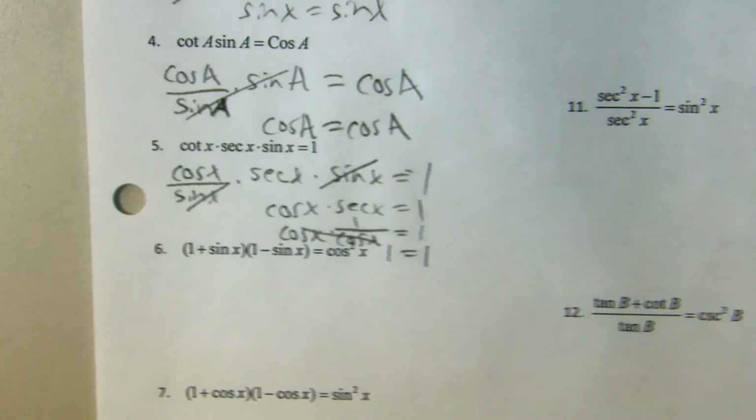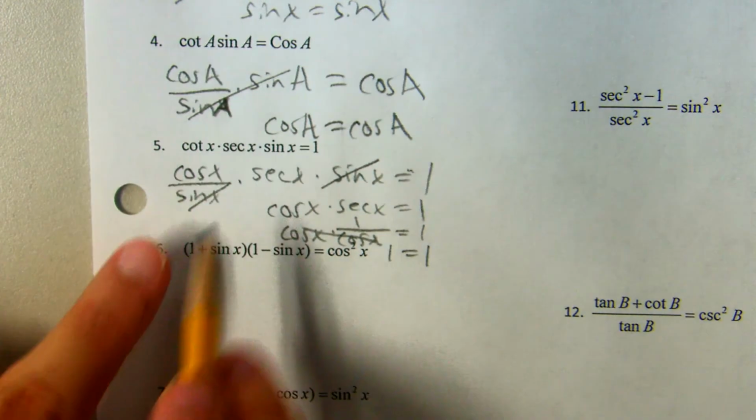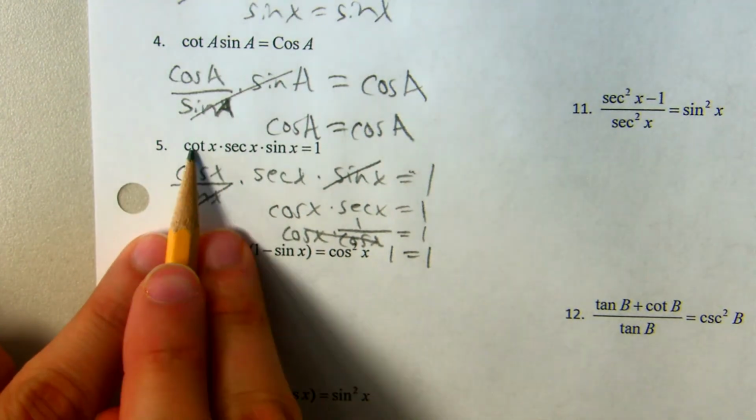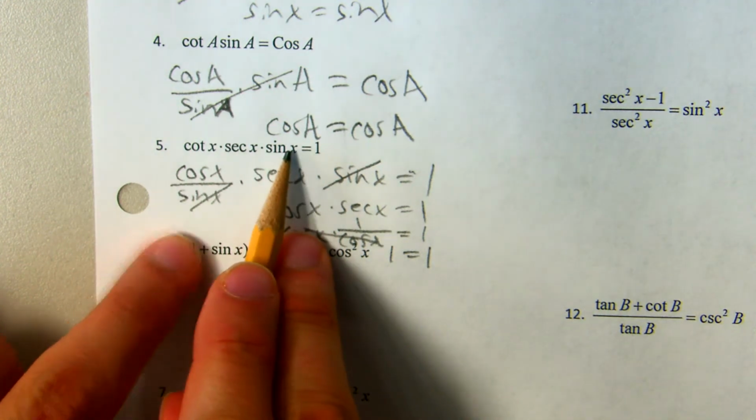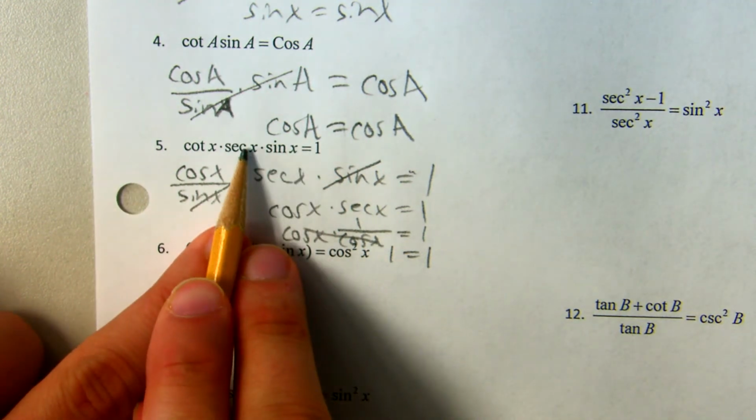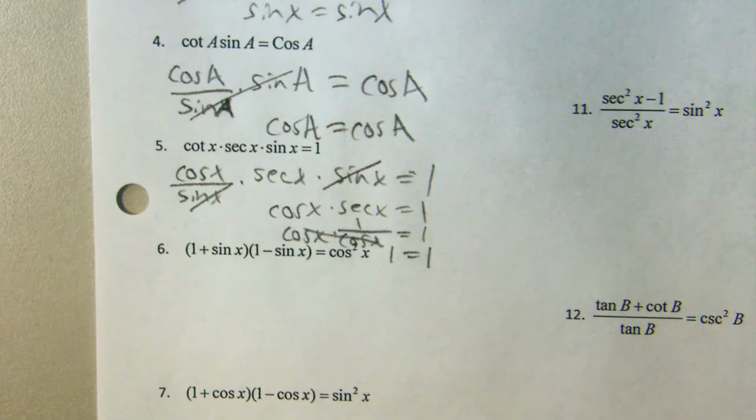Yeah, well, and after some practice, I wouldn't do this in 2 steps. I would probably change this to cosine over sine. I would see that that's enough to get rid of this. And then I would probably just go ahead and change this to 1 over cosine because that would get rid of that. Yeah.